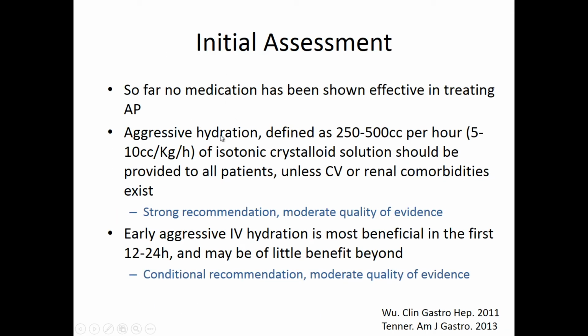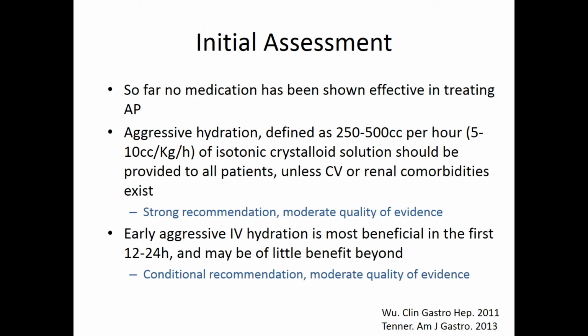So once you've done your risk stratification, what do you need to do? Your initial assessment is, first of all, you need to be very aggressive with hydration. And as you know, there's no good treatment yet for acute pancreatitis. No medication has been proven effective to help treat the inflammation of acute pancreatitis. So what you need to do is support your patient the best you can. Aggressive hydration, as high as 250 to 500 cc per hour of isotonic crystalloid solution, should be provided to all patients except if they have cardiovascular or renal comorbidity.